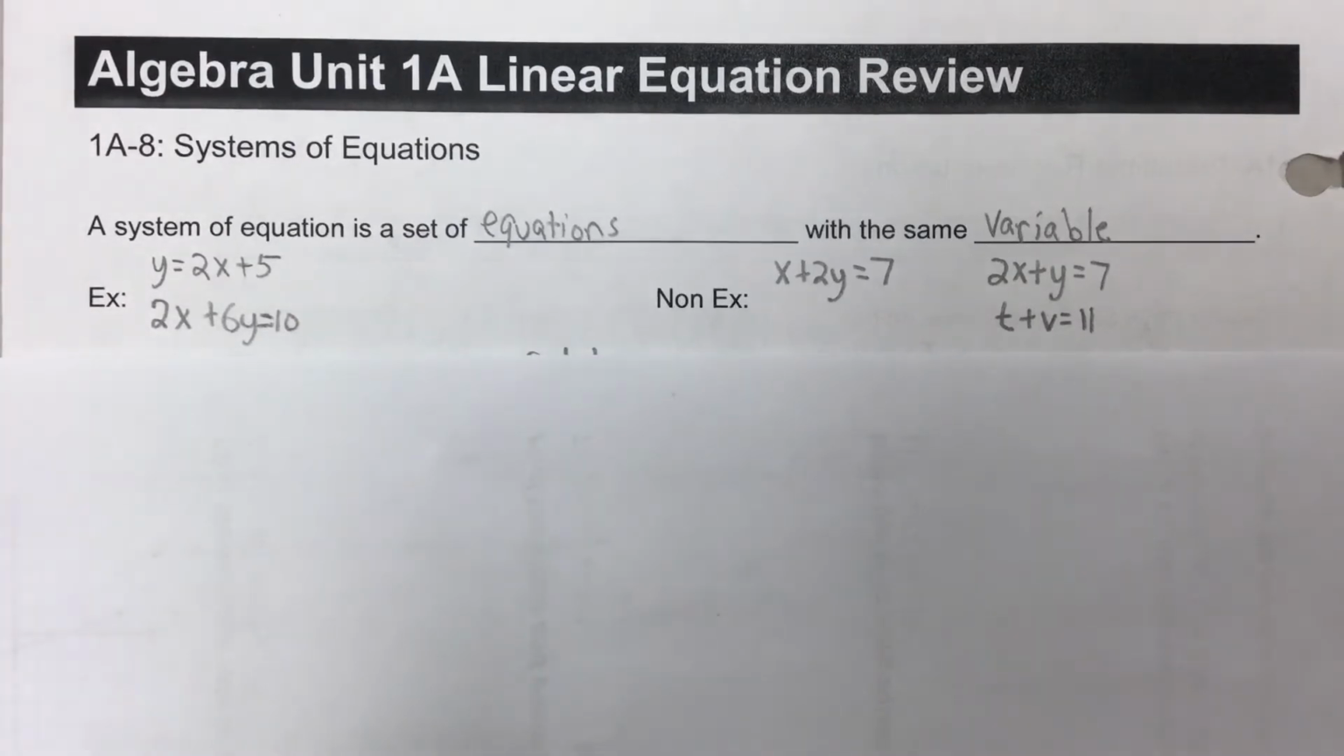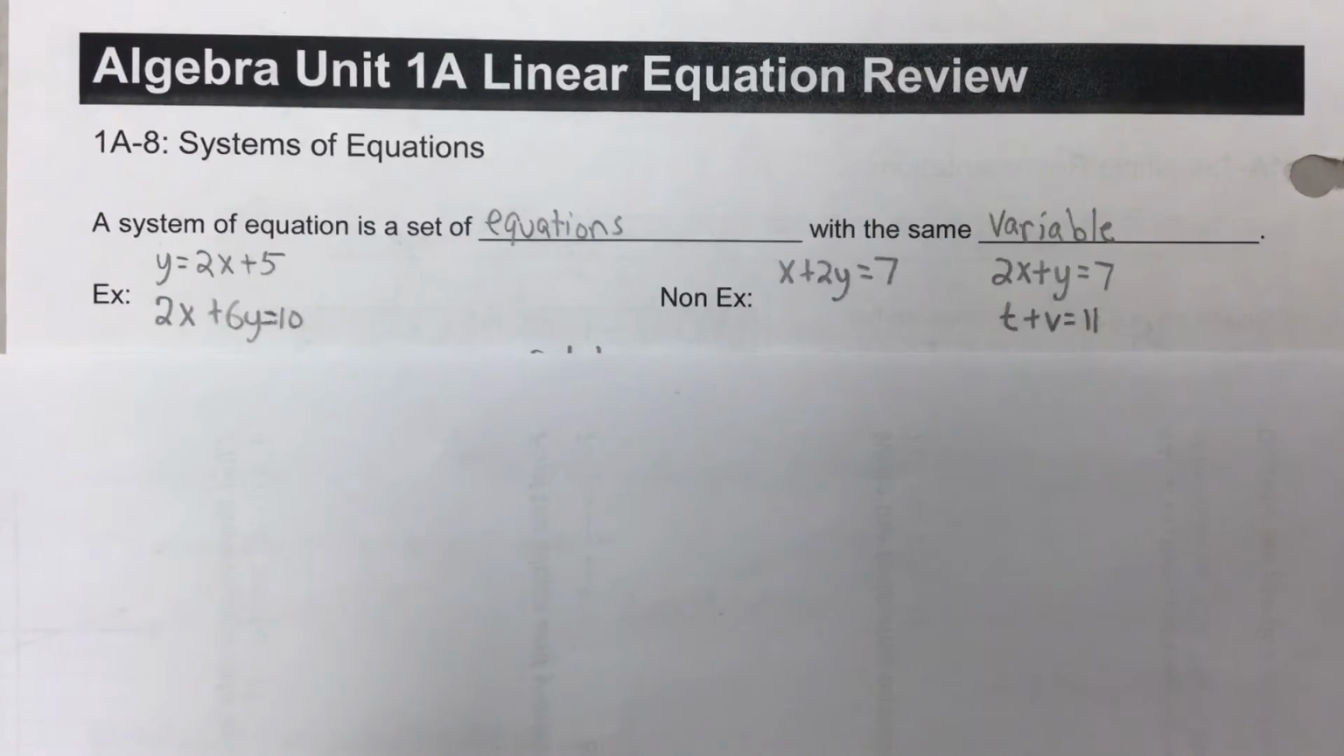A system of equations is a set of equations with the same variables. So you can see that we have one example here of a system. y equals 2x plus 5 and 2x plus 6y equals 10. That is a set of equations, meaning two or more, with the same variables. The same variables happen to be x and y.